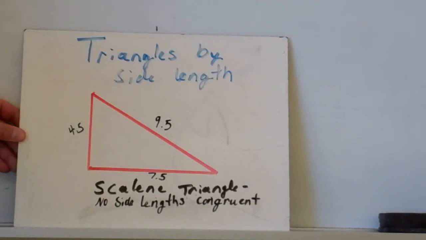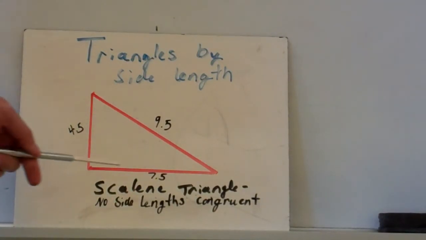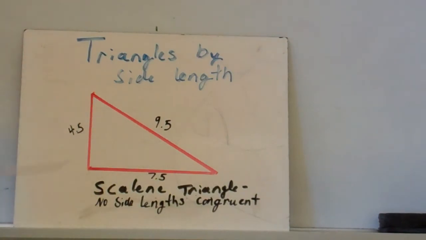And then the last type of triangle we can identify by side is the scalene triangle. And the scalene triangle has no sides that are congruent. You can see I have 4.5 and 7.5, and then the hypotenuse, which is 9.5. That's it for triangle basics. I will see you in class.